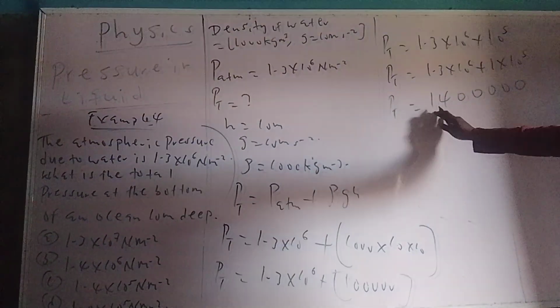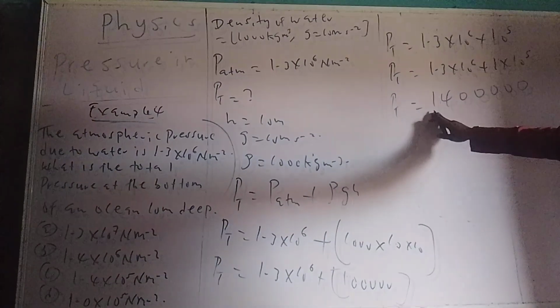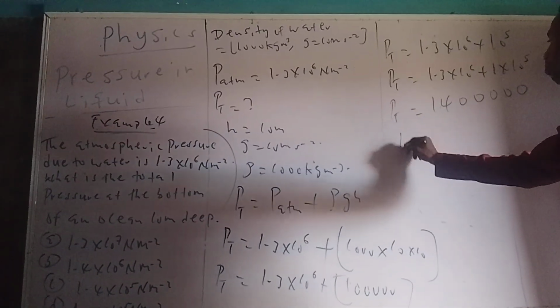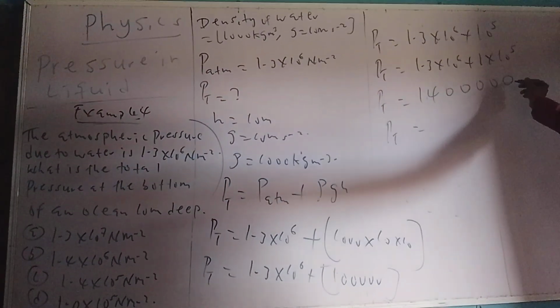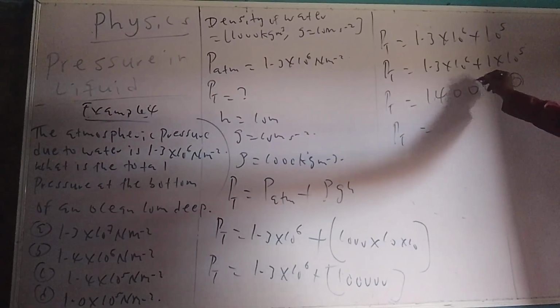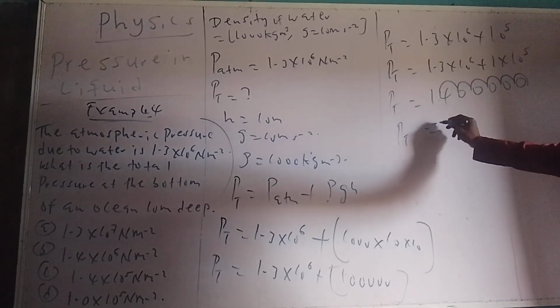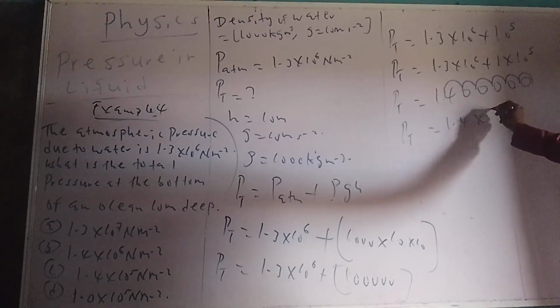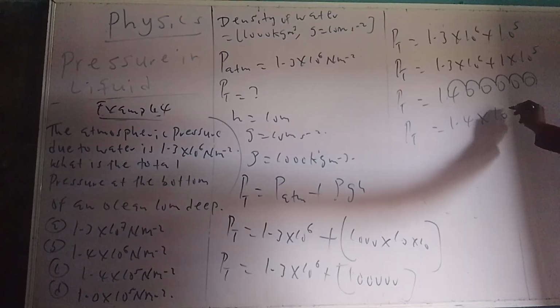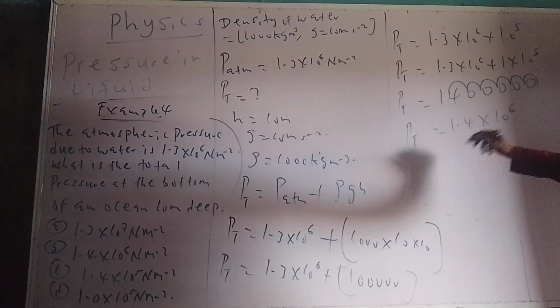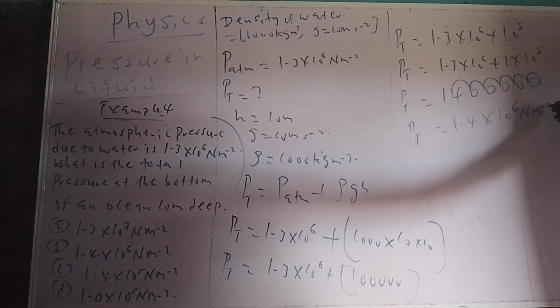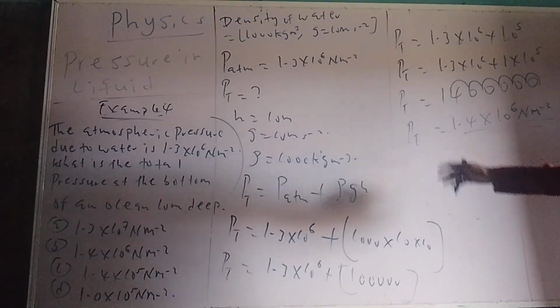So now let's change to standard form. P total equals, we can change to that, 1, 2, 3, 4, 5, 6. That equals 1.4 times 10 to the power 6. What is the unit of pressure? That is Newton per meter square. So this becomes our answer.